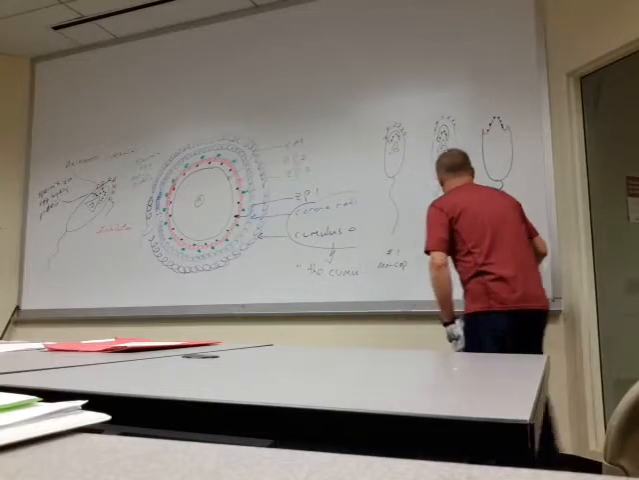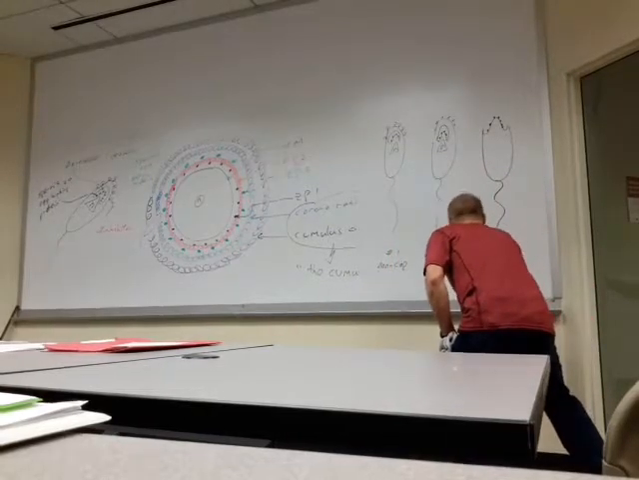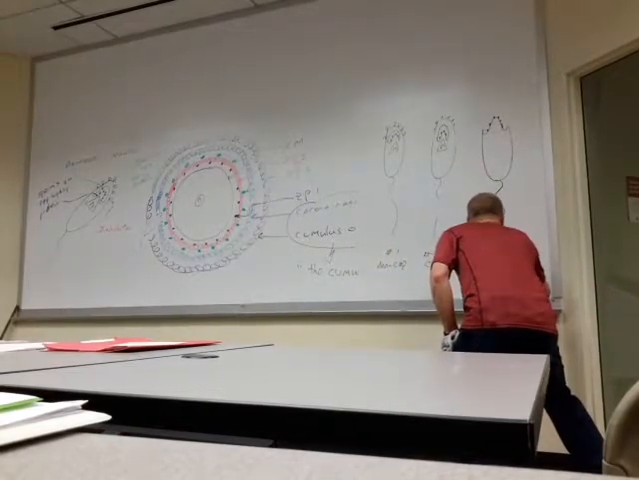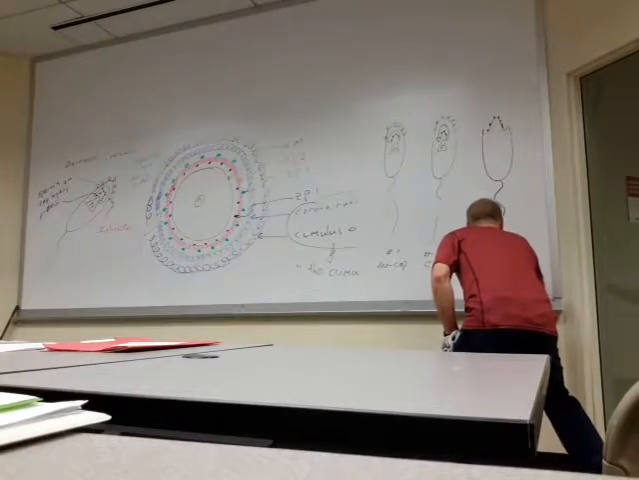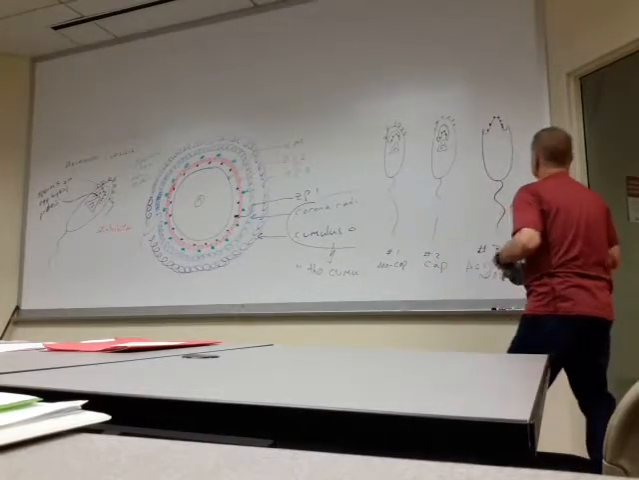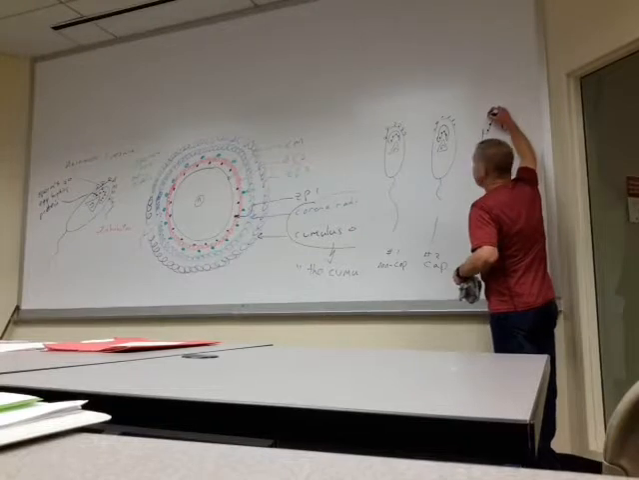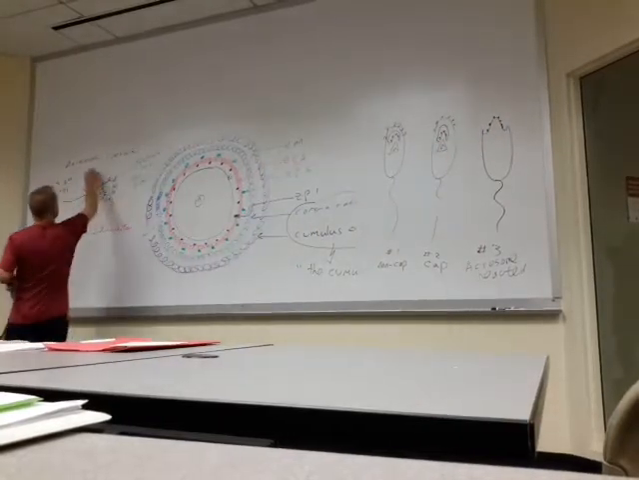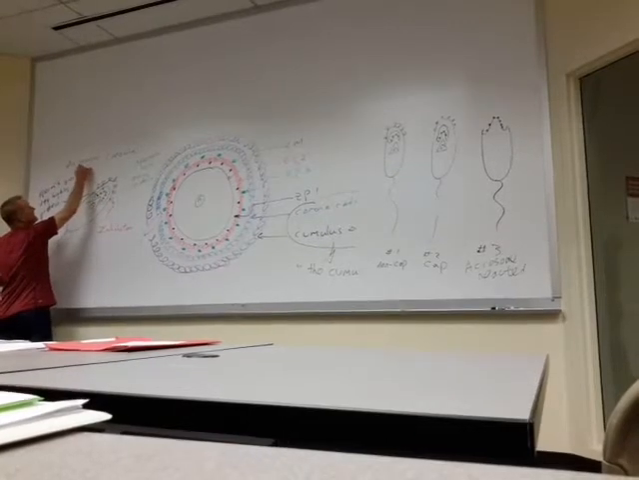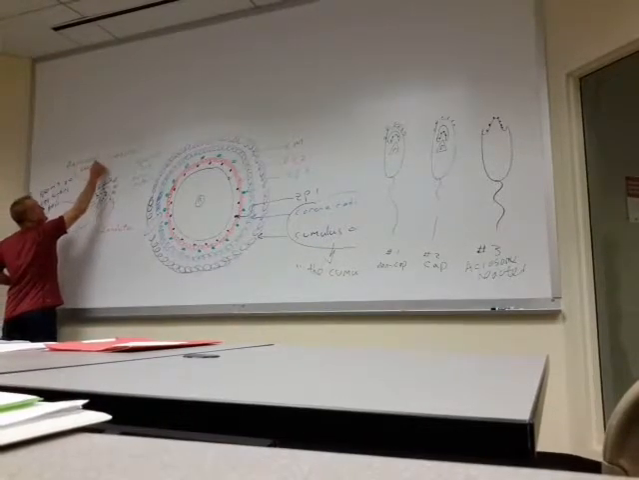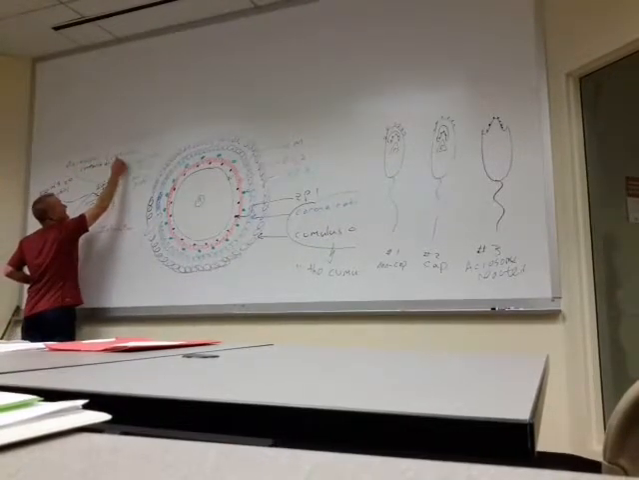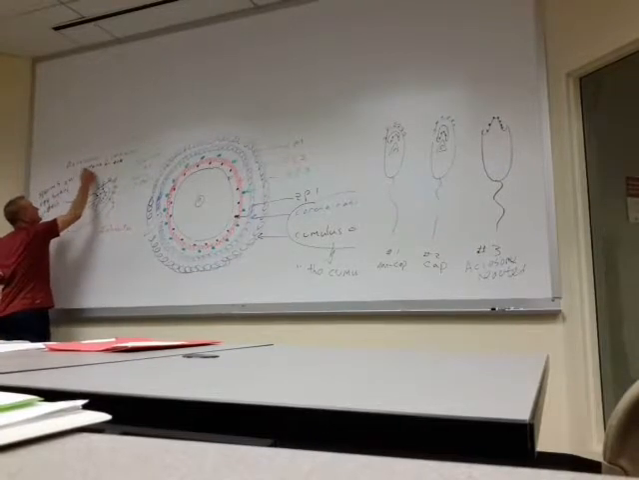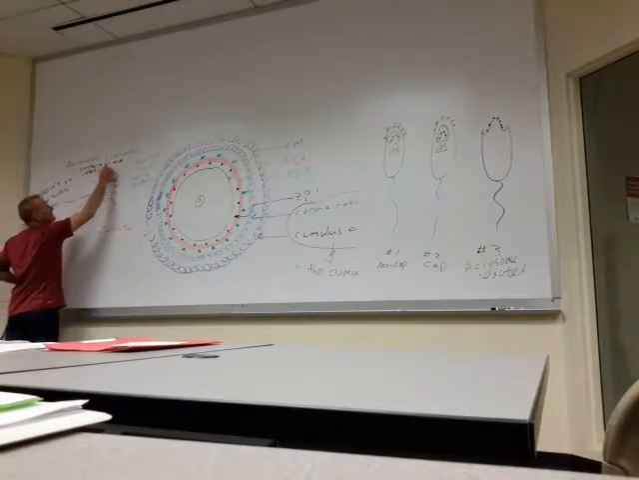So sperm number 3 is acrosome reacted. Now what gets released from the acrosome? I told you over here it's a vesicle. It contains an enzyme called acrosin.